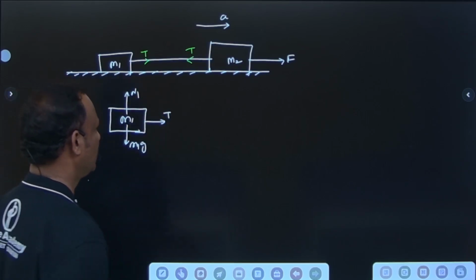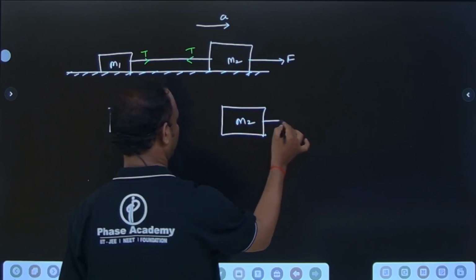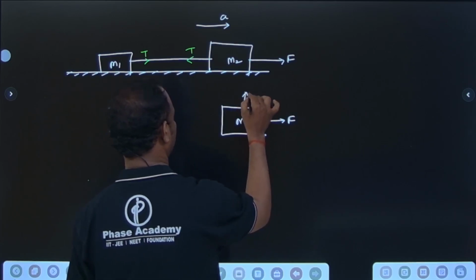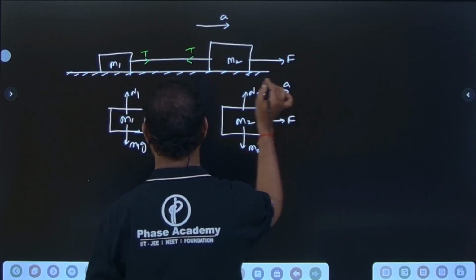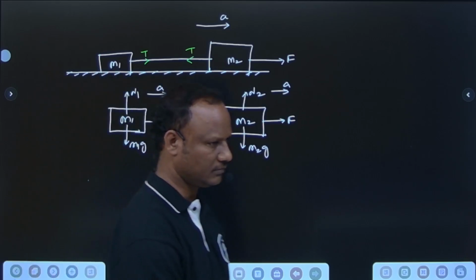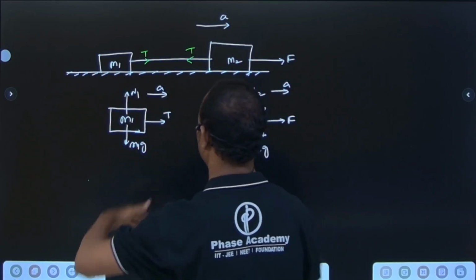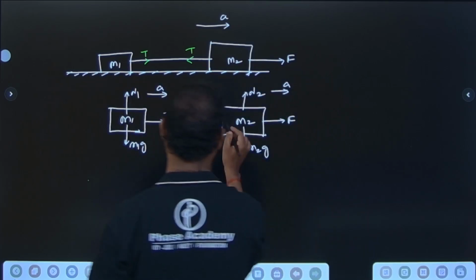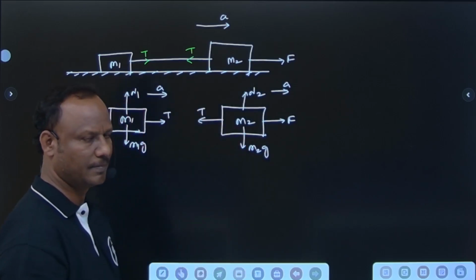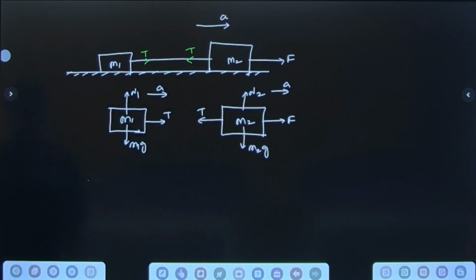I want to write the free body diagram for M2. The applied force is capital F. Normal reaction upward is N2, its weight is M2g, and acceleration is in the forward direction. For your kind information, friction is not considered. When it is moving in the forward direction, the vertical components get cancelled, only these are there, and tension is here. So I have represented the free body diagram for the bodies connected by the strings.